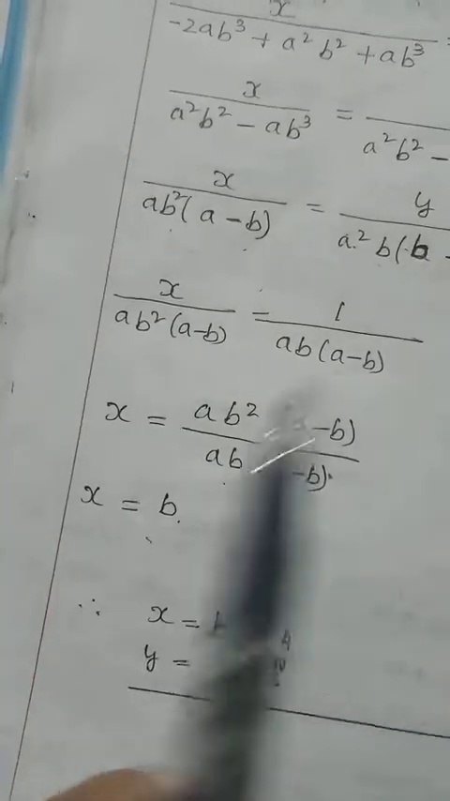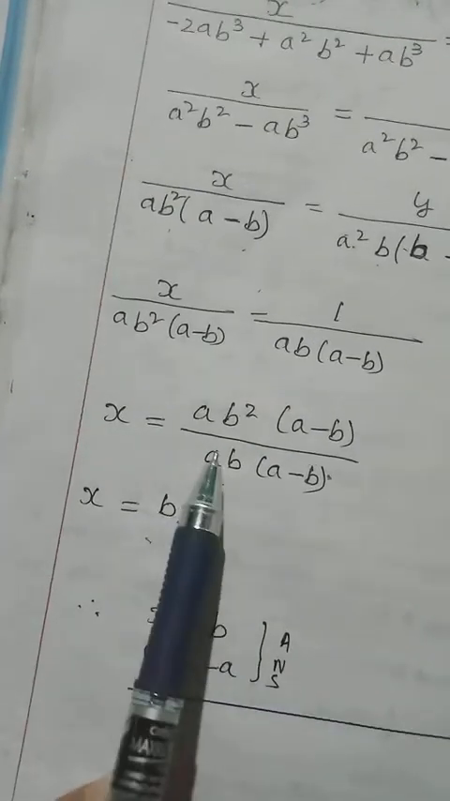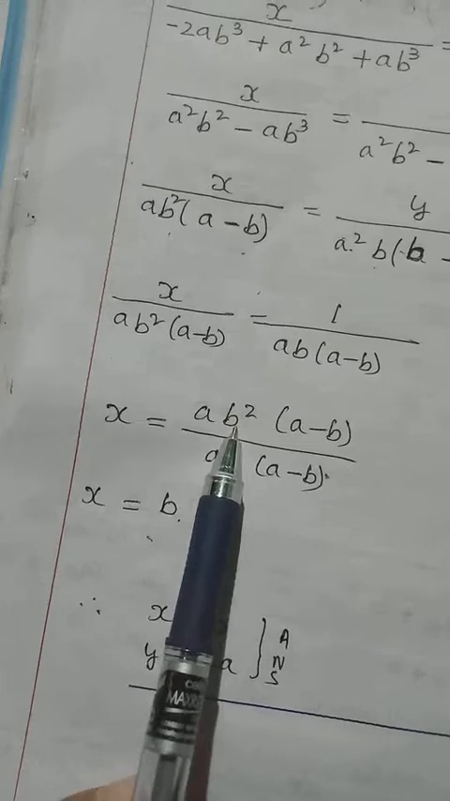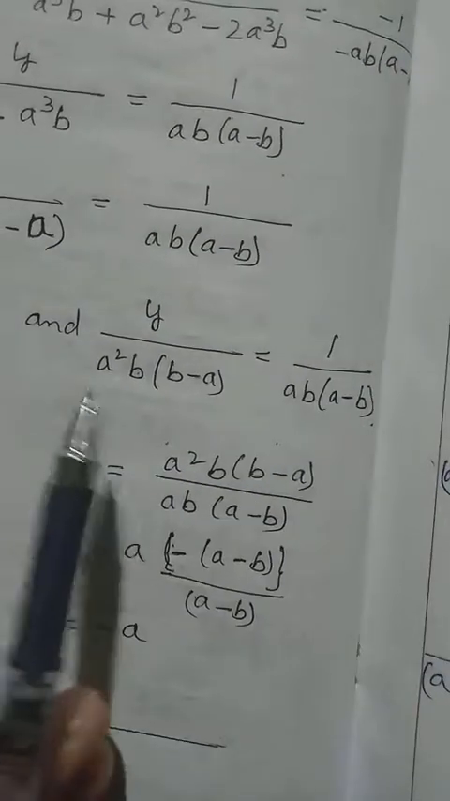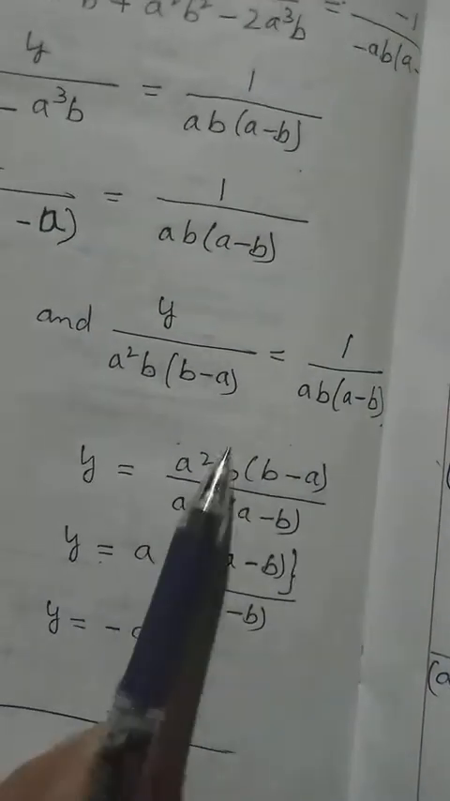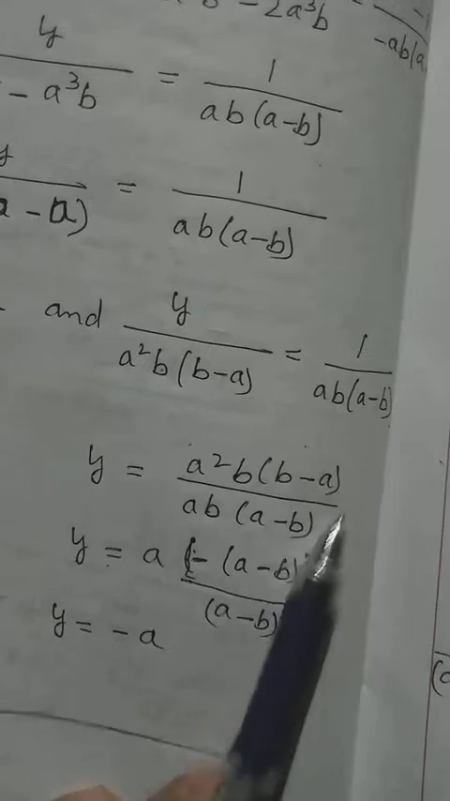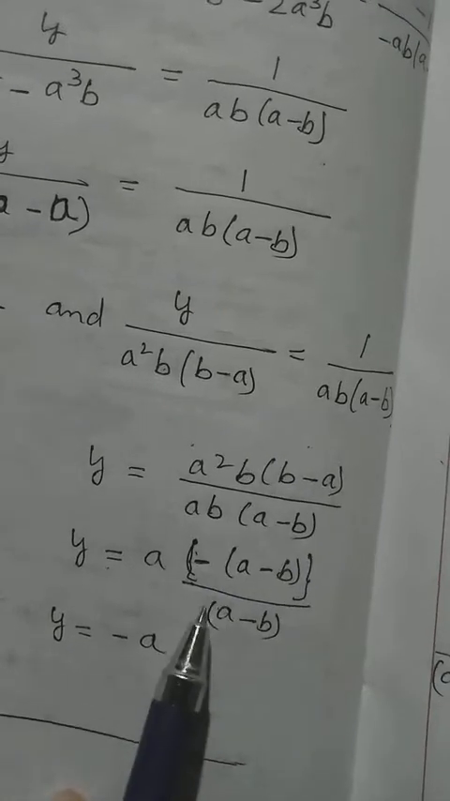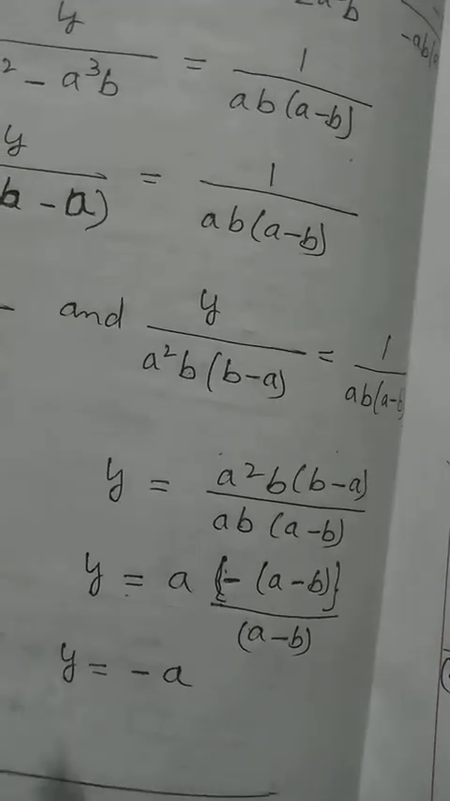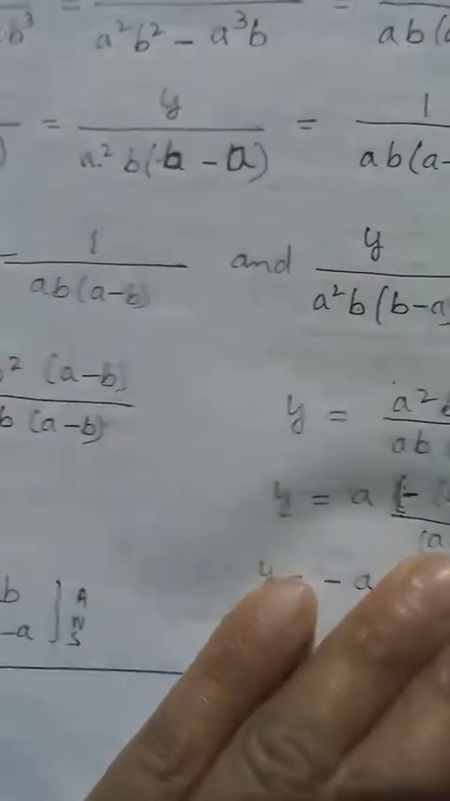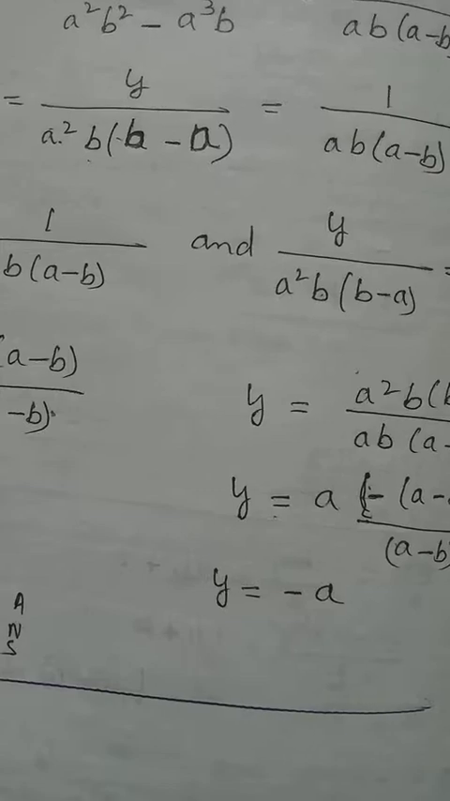Now we separate them. Here we take it up, a cancels, b and b square, so only b, a minus b cancel. Then the other side is also the same, a cancels, b minus a minus b. If I take common minus, it will become a minus b. So now we can cancel. So the value of y is equal to minus a, and that of x is equal to b.